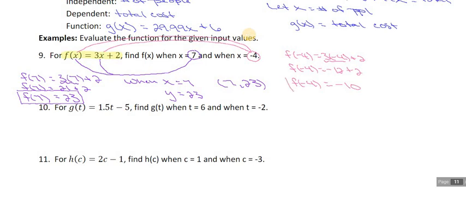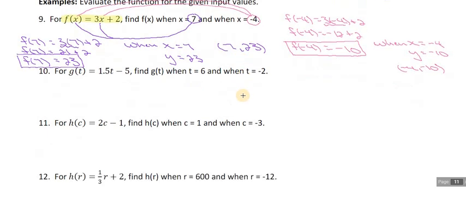So using our nice function notation, that's our answer. That's how we write it. This also translates to when x equals -4, y equals -10, which is also equivalent to the ordered pair -4, -10. Okay, we need to be comfortable going back and forth here.